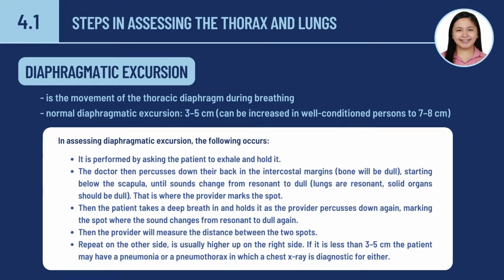Diaphragmatic excursion is the movement of the thoracic diaphragm during breathing. Normal diaphragmatic excursion should be 3 to 5 centimeters, but can be increased in well-conditioned persons to 7 to 8 centimeters. It is performed by asking the patient to exhale and hold it. The doctor then percusses down their back in the intercostal margins, starting below the scapula until sound changes from resonant to dull. That is where the provider marks the spot.